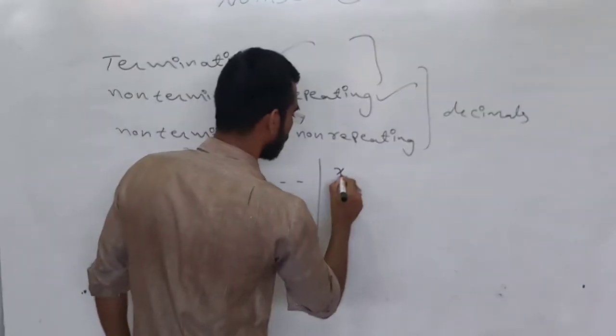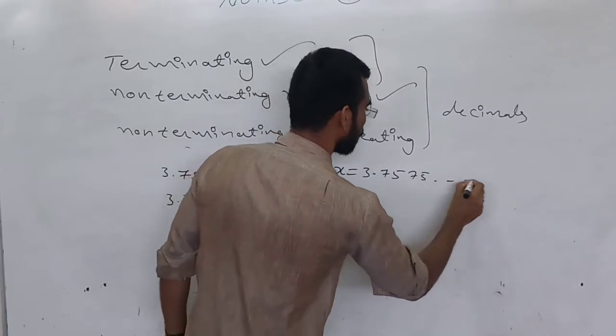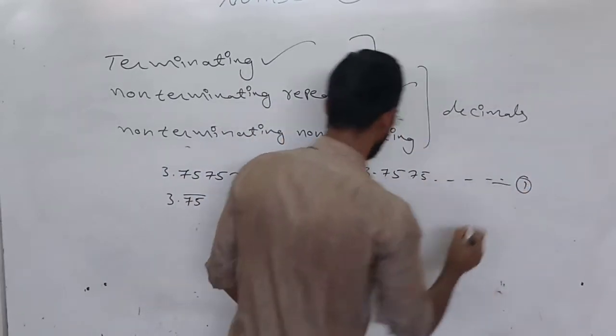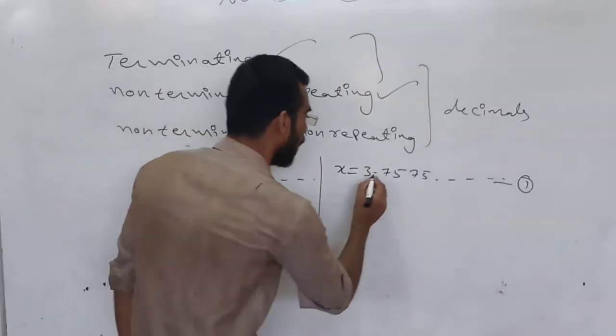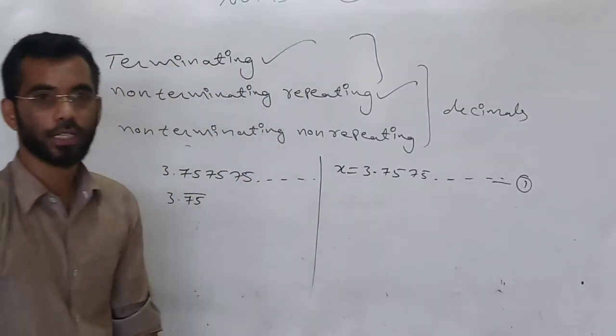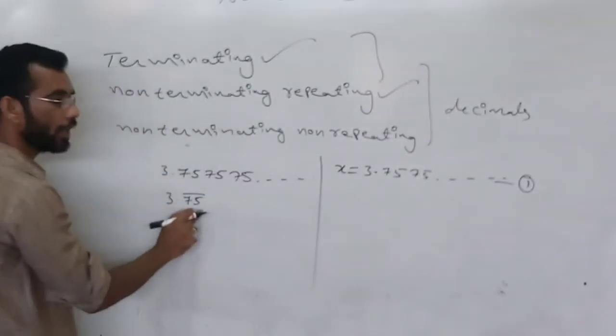See, x is equal to 3.75, 75, and so on. Make it equation number 1. After the decimal point, how many digits are there? You will find how many digits are getting repeated. Two digits are getting repeated.